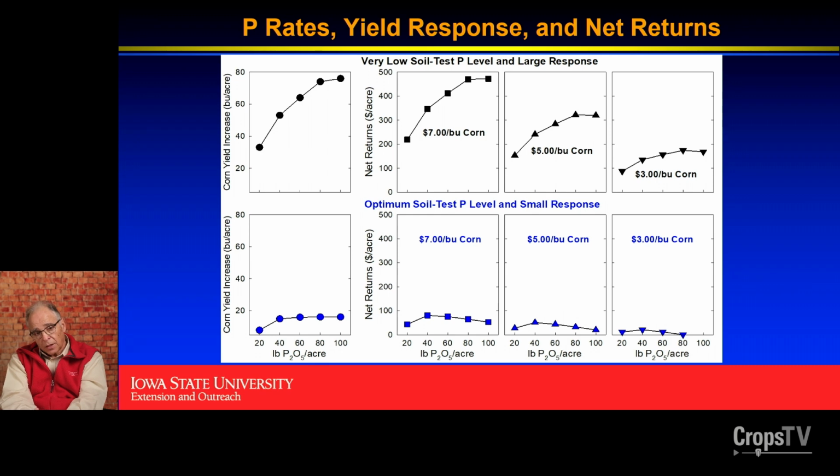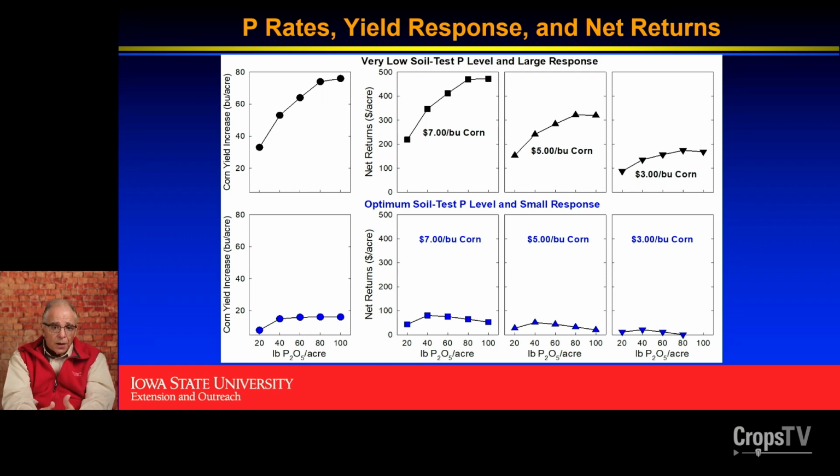Okay, I kept the cost of the fertilizer the same. So as you can see, even when the prices are really bad, there is still some profit. Now, there are lower profits. There is much more profit when the corn is $7, and then when it's $5, then when it's $3, okay? But there is always a profit, okay?